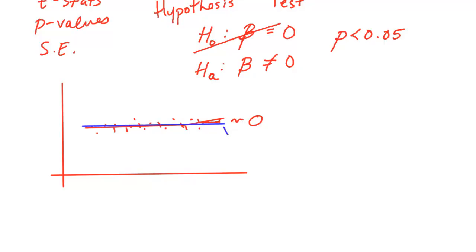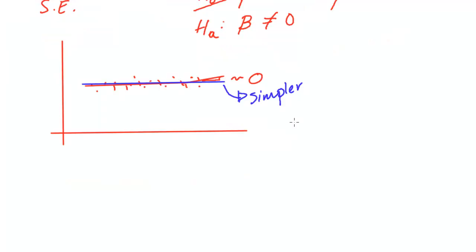This is better. This is a simpler model. And what you really want is the simplest model that still accurately describes the behavior that you're visualizing. Now, on to our particular cases.